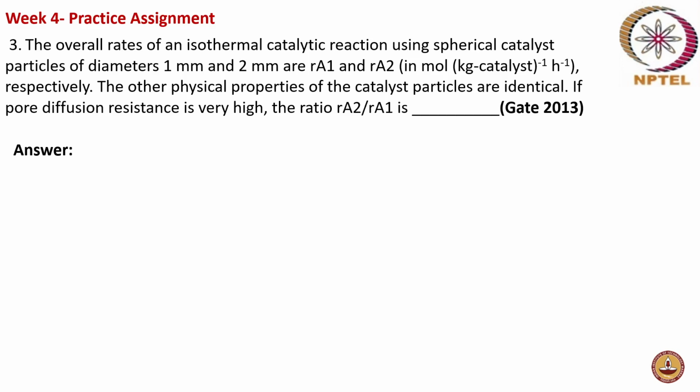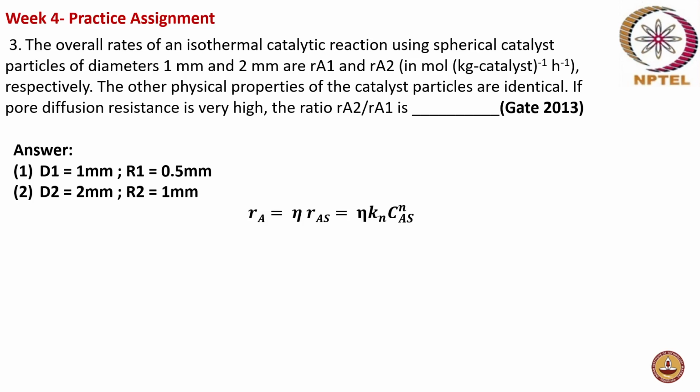So how do we proceed with the solution? We know that diameter D1 is 1 mm, so the corresponding radius is 0.5 mm. And D2 is 2 mm, the corresponding radius is 1 mm. Now we have to write the rate equation.